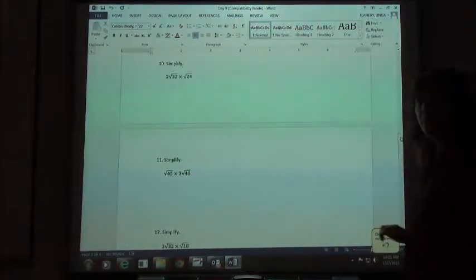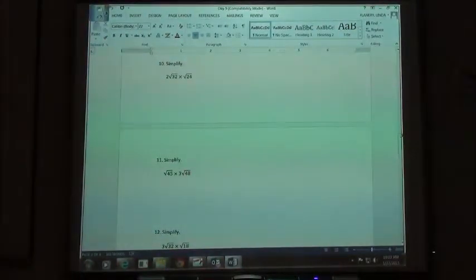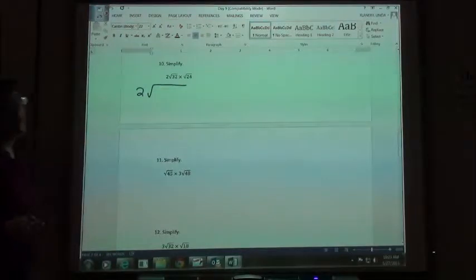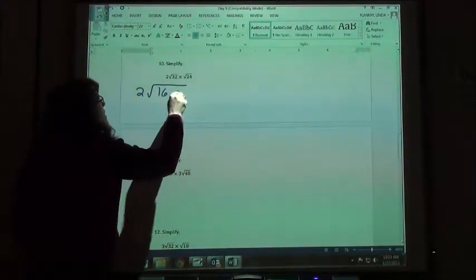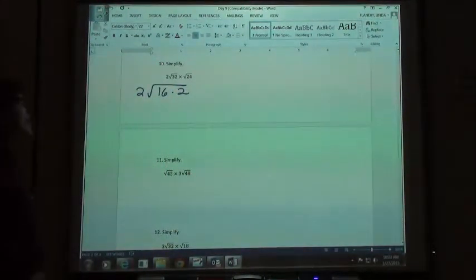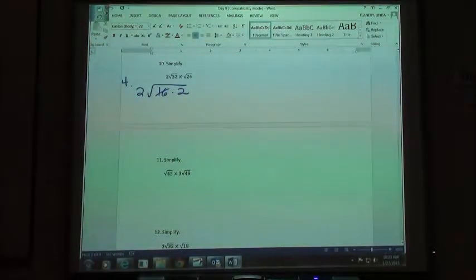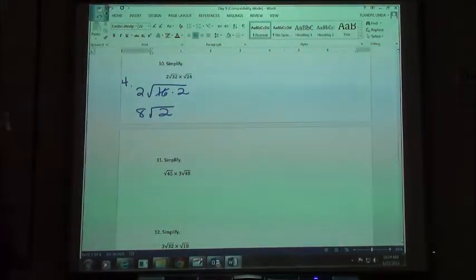Now we're going to multiply. When we multiply radicals, we're going to start the same way that we did when we added them. We want to simplify each of them separately, just like we did before. So 2, and I got to simplify the square root of 32. 32 we factored into 16 times 2. Then we took out the square root of 16, which is 4, and multiplied that by the 2 in front. So we get 8 square root of 2 when we simplify that first term.